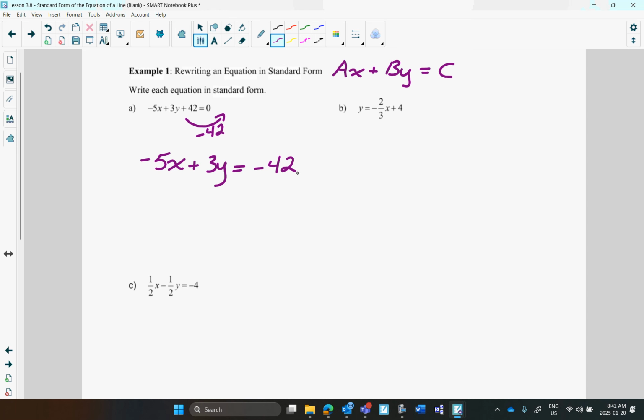Is that proper standard form? Are there any fractions? No. Is the first term negative? Yes. This can't be negative. So what we need to do is change the signs. So you can either divide everything by -1, or just change the signs. It's the same thing. So it becomes positive 5x, then negative 3y equals positive 42. And that's my answer.